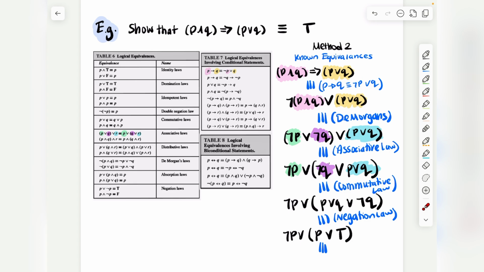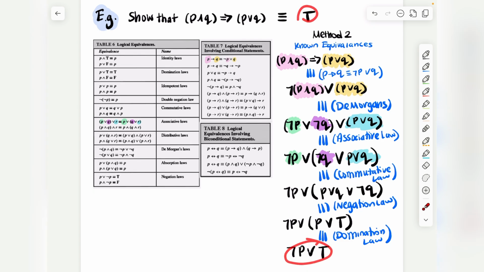Here we have something interesting. We have something or true. So when we have something or true, it's always going to give us true. That's a domination law. So this itself just becomes true and everything else drops down. This still doesn't look like this, so we keep going.